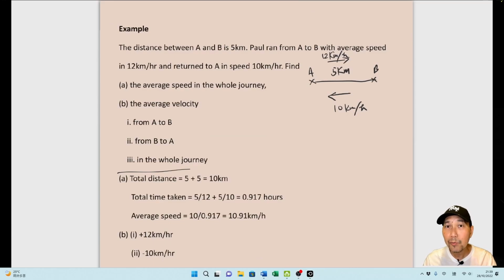Okay, let's see one more example about speed and velocity. This question says the distance between A and B is 5 km.